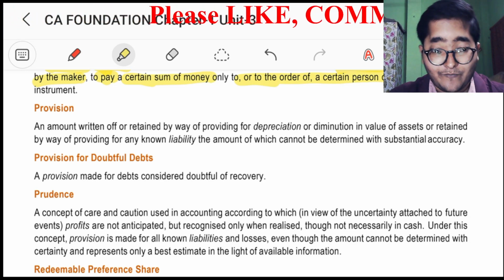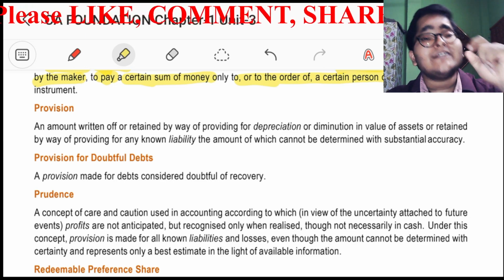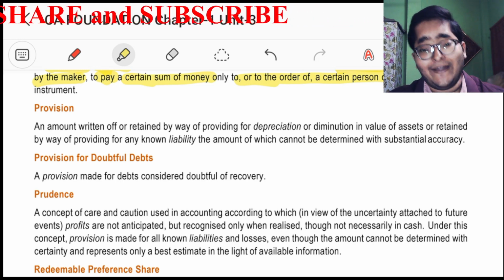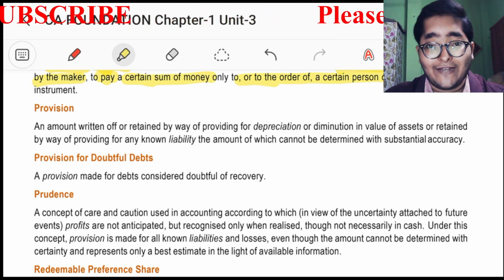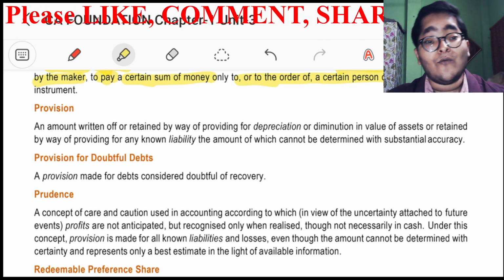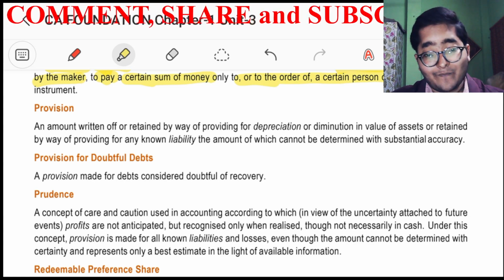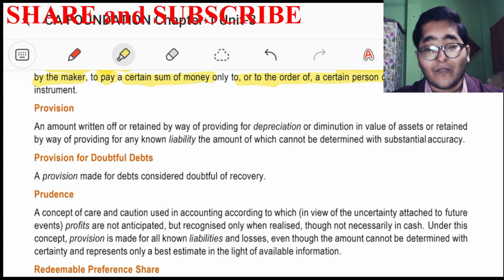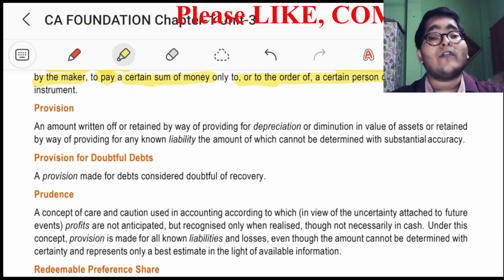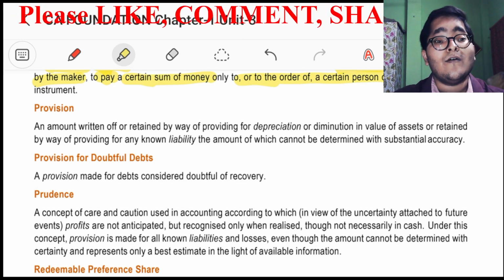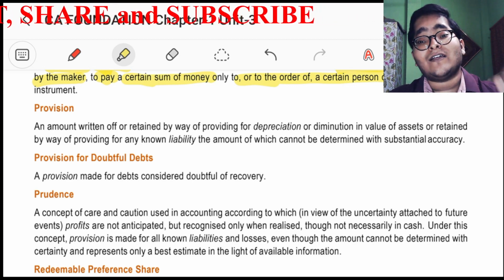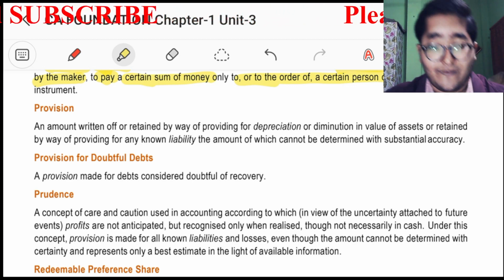What is provision? Provision is a monetary amount written off or retained. From where is it retained? From the profits or surplus. So provision is an amount that is written off or retained for providing for depreciation or diminution in the value of an asset, or retained to pay a liability, the value of which is not correctly or accurately determinable.